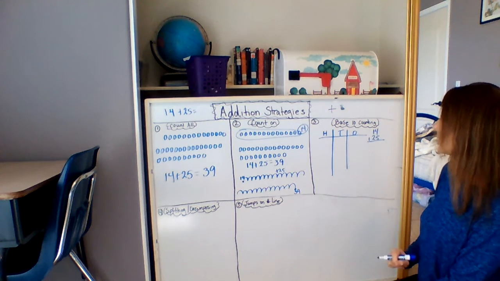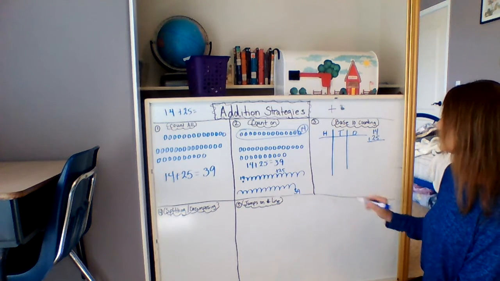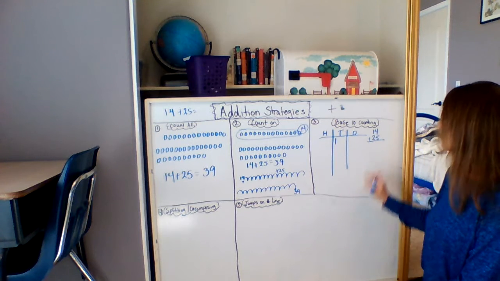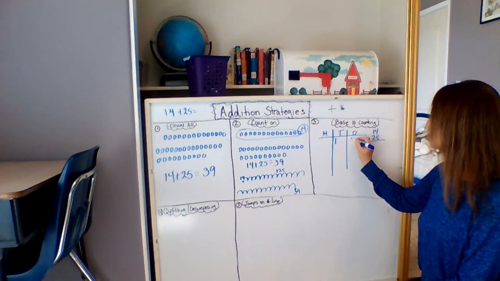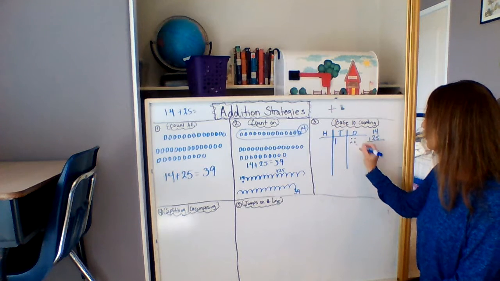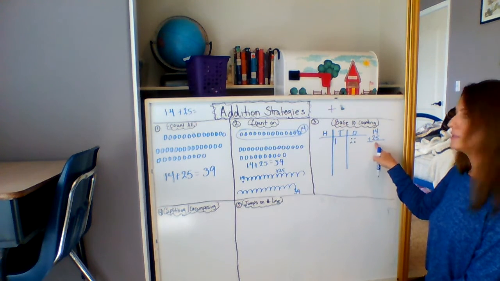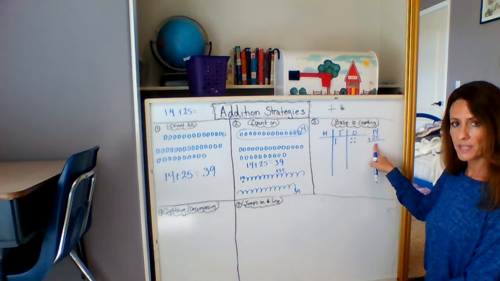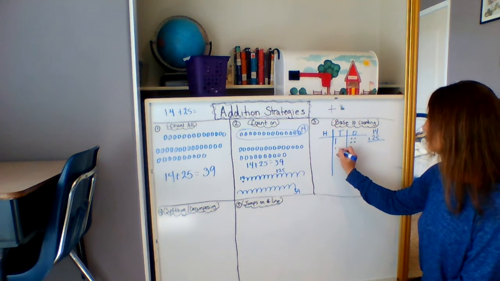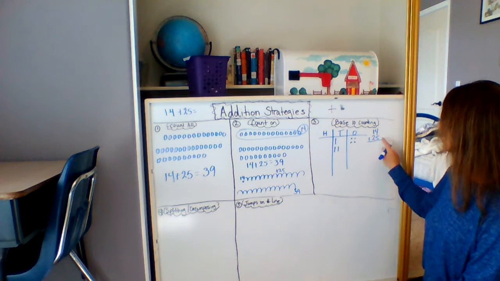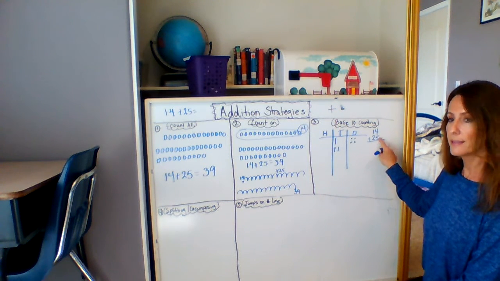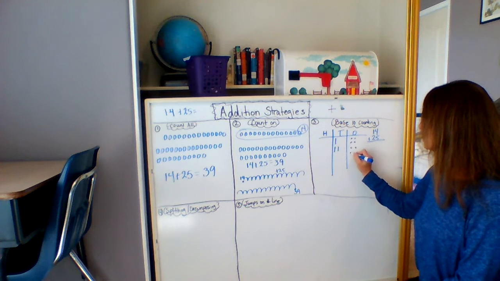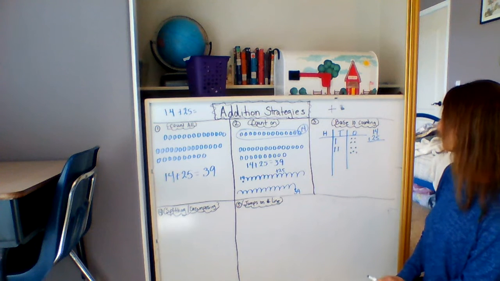Okay, so the number 14, remember, looks like one group of 10. So we draw our tens rod like that, and our 4 ones in the ones place. 1, 2, 3, 4. We do the same thing for 25. 25 has 2 groups of 10. So we're going to add 2 more groups of 10 in our tens place. And it has 5 ones. So we add 5 ones into our ones place. 1, 2, 3, 4, 5. Okay.